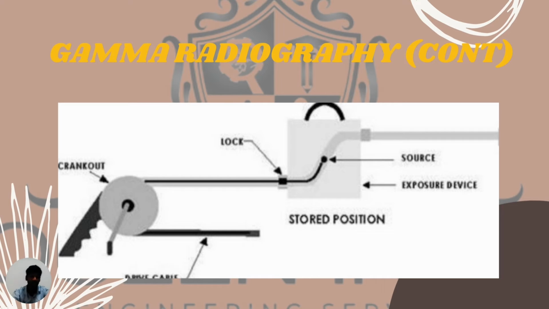There are types of source. One is cobalt 60 and another is iridium 192. These two sources will be stored in one exposure device and projected to send the radiation source through the pipe.